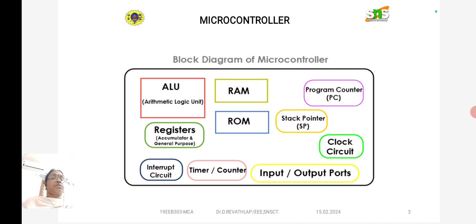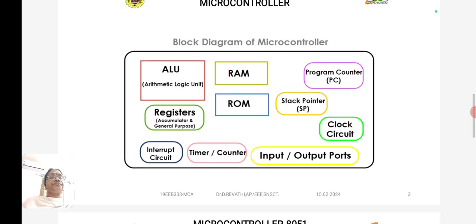The interrupt circuit handles interrupts, such as those from input output devices. There are two types of interrupts: maskable and non-maskable. So these are the functional blocks that make up the microcontroller.